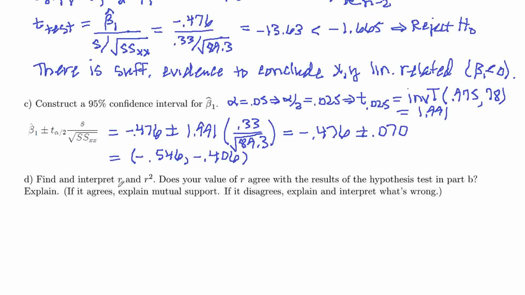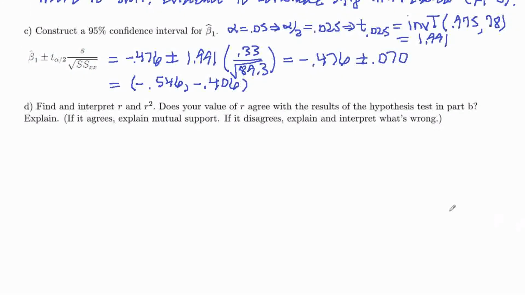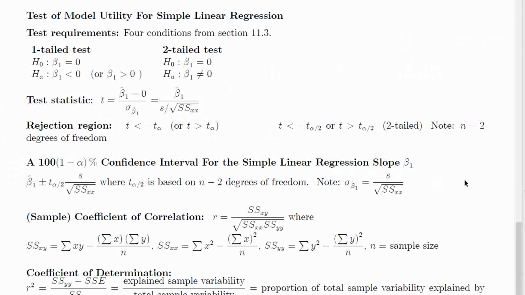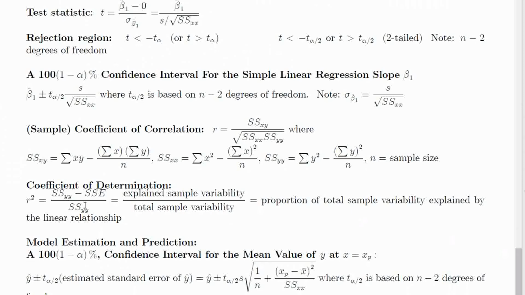Next up, we are finding r and r squared, the coefficients of correlation and determination. And then, does your value of r agree with the results of the hypothesis test? So the hypothesis test said that they were linearly related. So let's go ahead and find our r and r squared. So again, go back to the formula sheet here. So r squared, we can use this formula if we want, or we can just find our r value and square it to actually get the same thing.